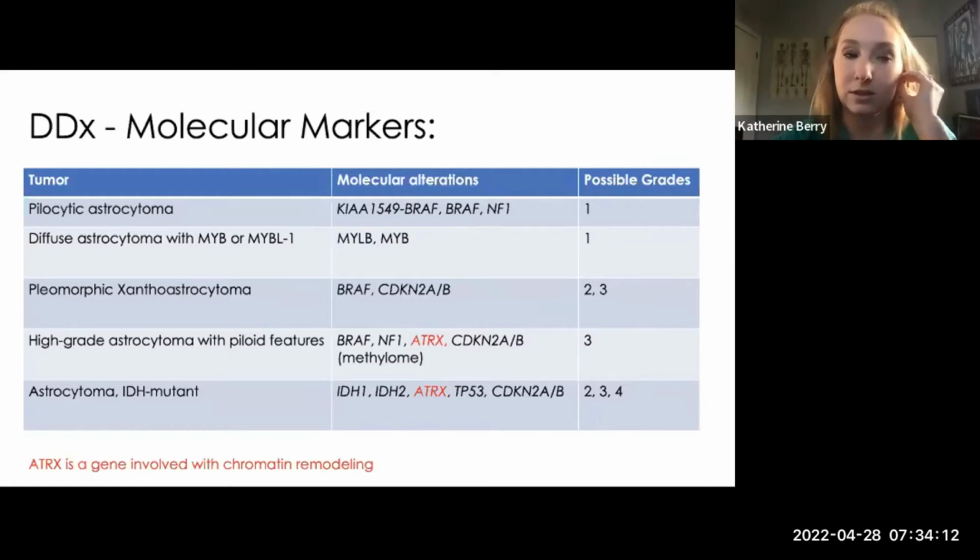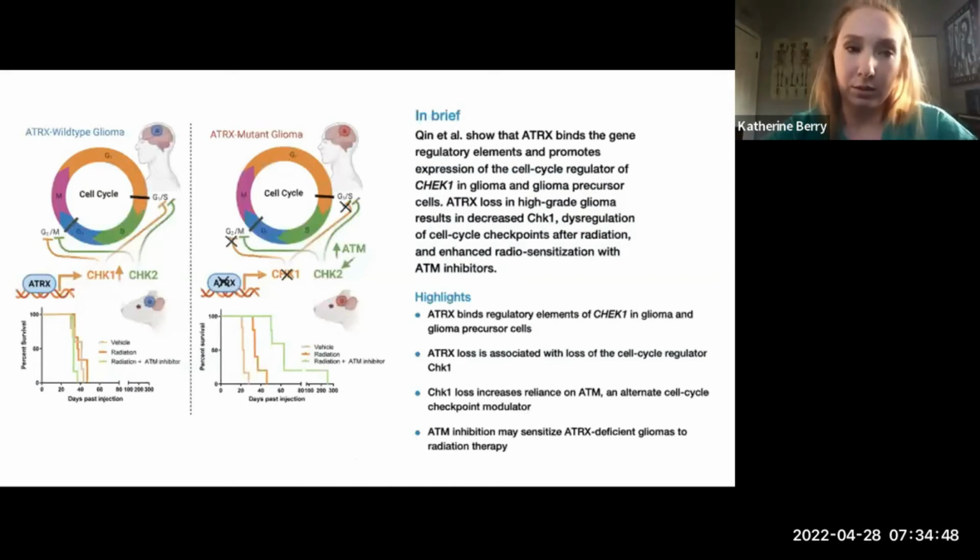This includes pilocytic astrocytoma, diffuse astrocytoma with the MYB alteration, PXA, and then high-grade astrocytoma with piloid features and astrocytoma with IDH mutant. This patient had loss of the ATRX gene, and these two at the bottom, high-grade and astrocytoma with IDH mutant, both show the ATRX loss. And ATRX is a gene involved with chromatin remodeling that's been helpful recently in confirming diagnoses. So I'm going to explain a little more as to why that is.